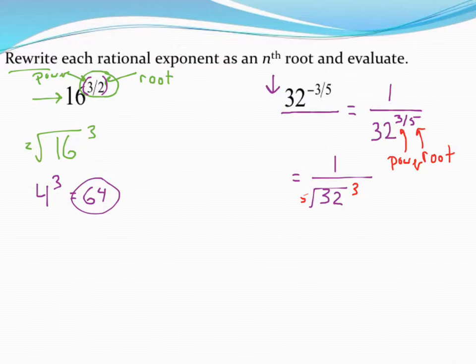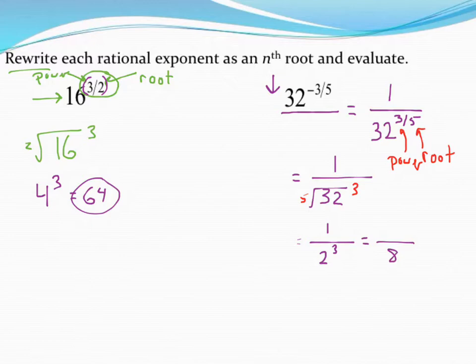Let's do the root part first. That's going to get you typically a smaller answer, and it's something that I can do in my head. The 5th root of 32 is 2. If you didn't know that, you could guess and check, or do the 5th root of 32 on your calculator. I still need to raise that to the 3rd power. Don't forget that 1 on top. 2 to the 3rd power then gets me 8 as an answer.